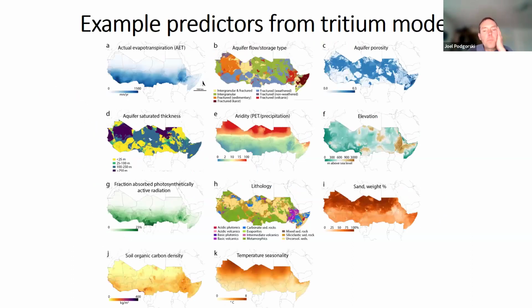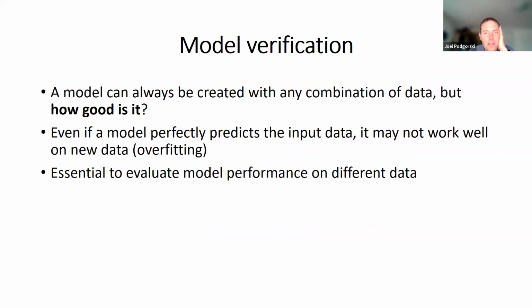Now these are just examples from this Tritium model. Really not that important, other than just to see what kind of variables I used. So really from climate, topography, soil, geology. Right, but it doesn't matter so much otherwise.